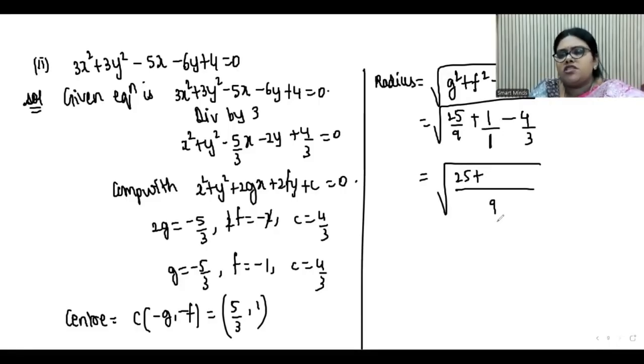Now 1 into how much is 9? So 1 nines are 9. So in the numerator also you have 1, so multiply 1 with 9. You will get 9. Now 3 threes are 9. So 4 threes are 12. 25 plus 9 is 34. 34 minus 12, that is 22. So that is root 22 by 3.